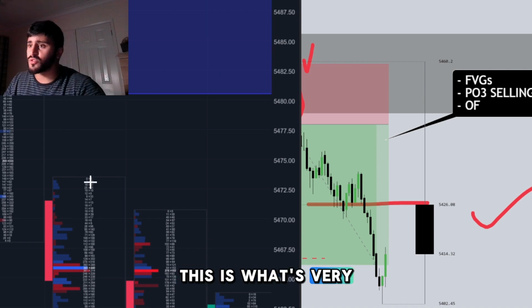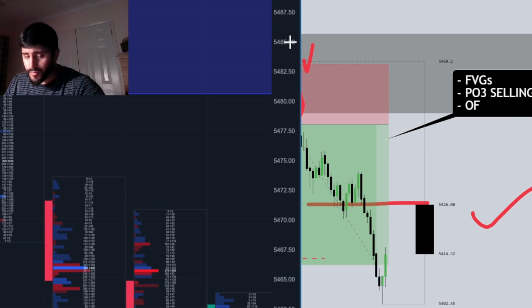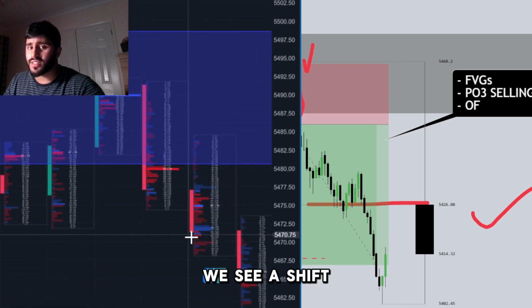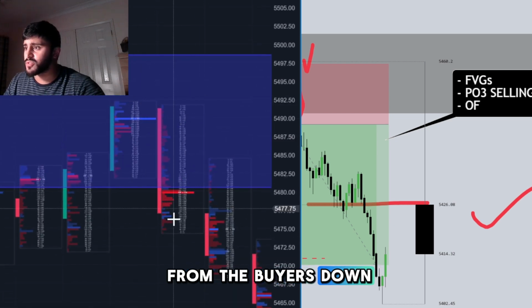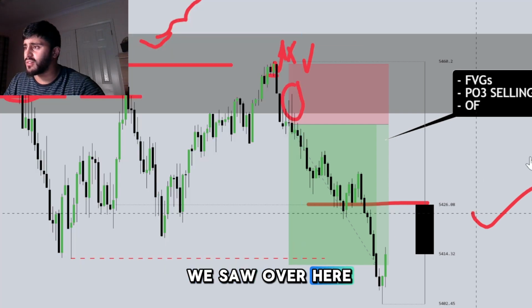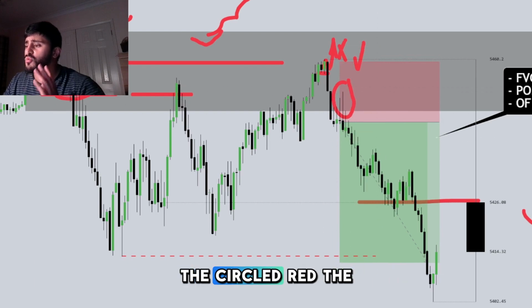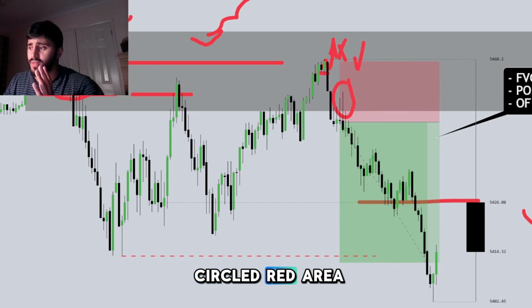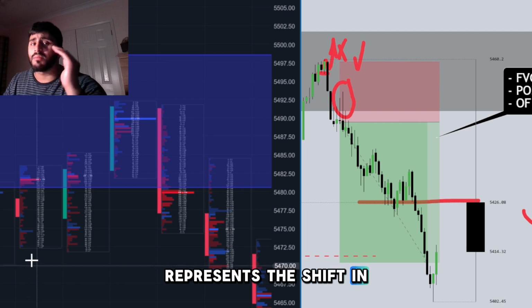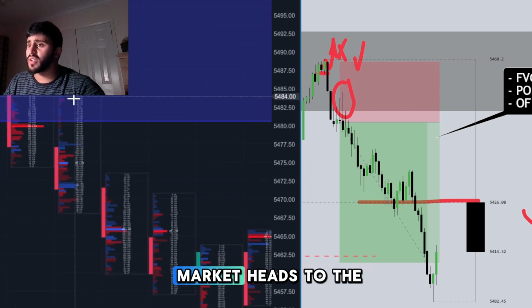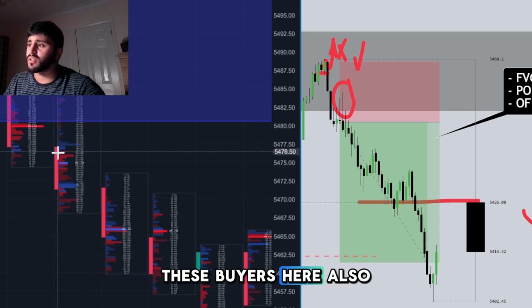This is what's very important to understand. So whenever you're trading ICT concepts, you need to understand we see a shift from the buyers down to the sellers, right? And that's what we saw over here. So we just move this over to the right. The circled red area represents the shift in buyers down to sellers. So these buyers fail, and then obviously the market heads to the downside. These buyers here also fail.